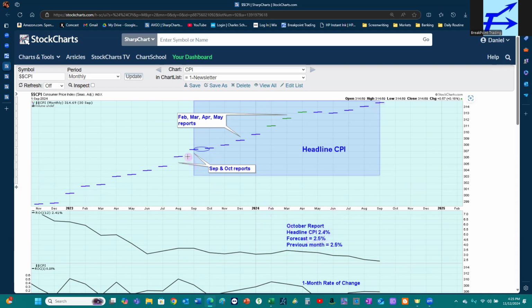So you can see last month, it wasn't quite as big as September. September actually went from 2.9 to 2.4. So it was a big drop. The next month, it was also a big one, not quite as big, but also a big one. And it went from 2.5 to 2.4. So look what's happening tomorrow.